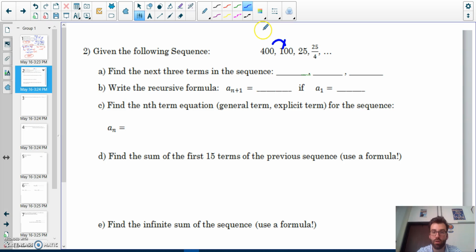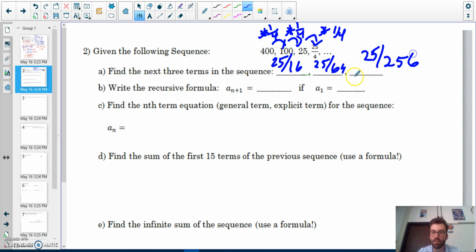So I divide by 4, or I multiply by 1/4 times 1/4 times 1/4. Let's do a little star then. Times 1/4. Alright, so if I multiply by 1/4 or divide by 4, that should be 25 over 16. My next term after that should be 25 over 64, and after that should be 25 over 256.